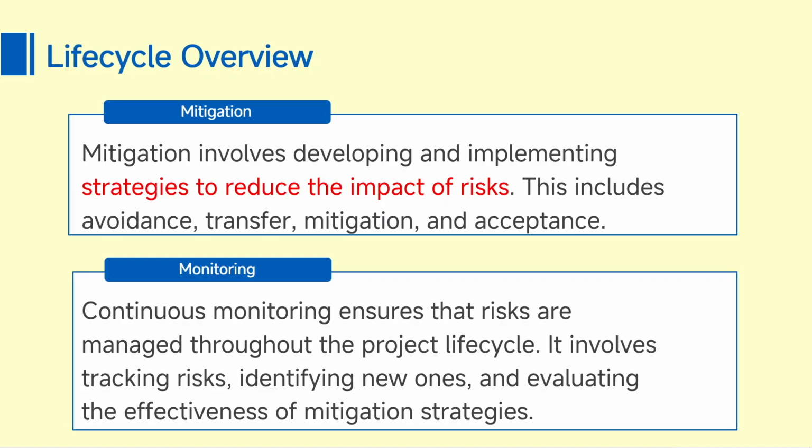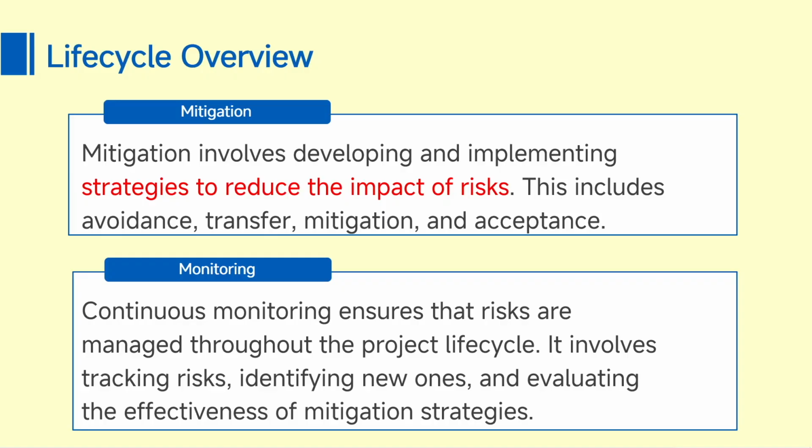So mitigation is going to be the procedure that you will do in order to reduce the impact of the risk. So the risk has already happened, and once the risk has happened, a certain set of procedures has to be taken in order to reduce the impact and proceed further. So this includes avoidance, transfer, mitigation and acceptance.